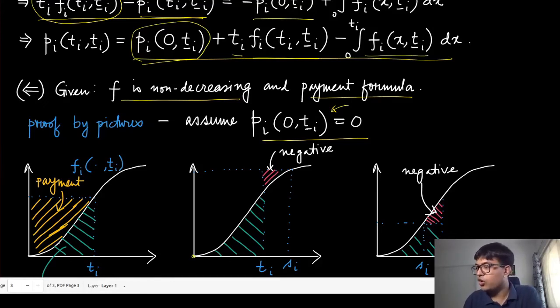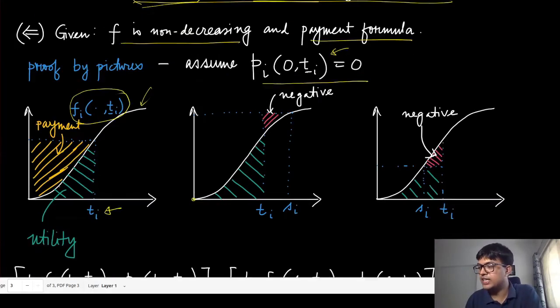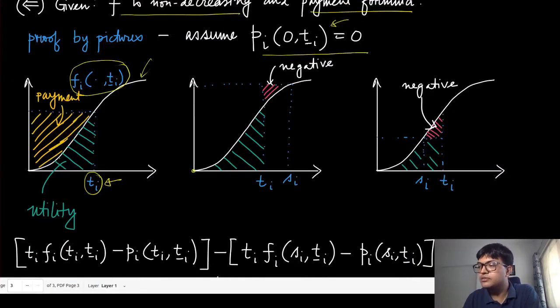And we also know that this fi function is non-decreasing. So let us look at the function fi(ti, t-i), and on the x-axis we are plotting ti. This function is non-decreasing and looks something like this. Now consider the agent not misreporting its type, so it is reporting its true type. Let's say ti is its true type.